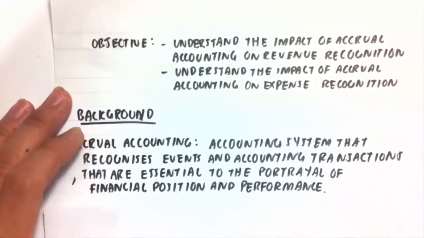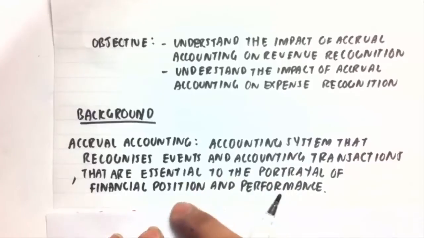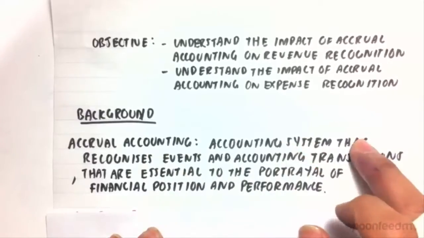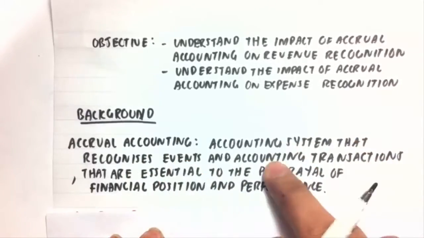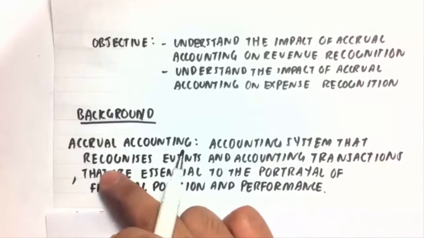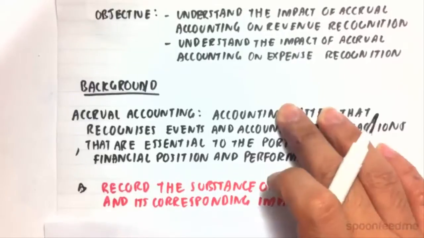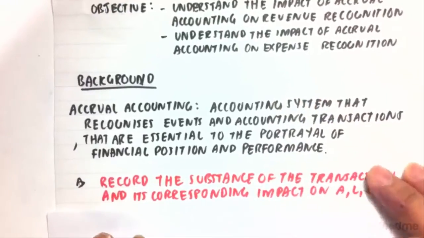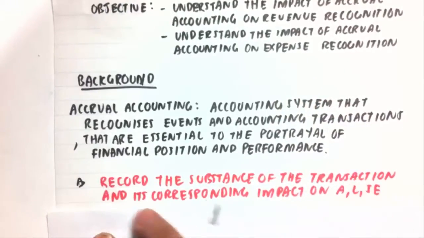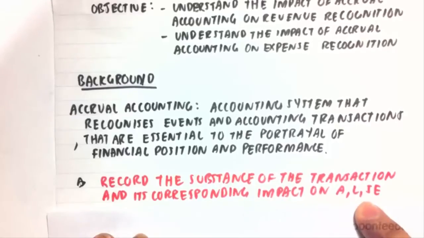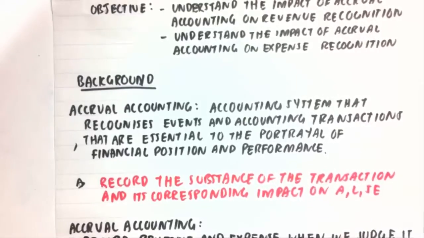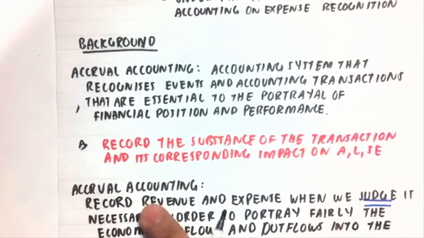So the background today: what is accrual accounting? Accrual accounting is an accounting system that recognizes events and accounting transactions that are essential to the portrayal of financial position and performance. So what it basically means is we're recording the substance of the transaction and its corresponding impact on assets, liabilities, and shareholders' equity. In order to do that, we record revenue and expenses when we judge it necessary in order to portray fairly the economic inflow and outflow into the organization.